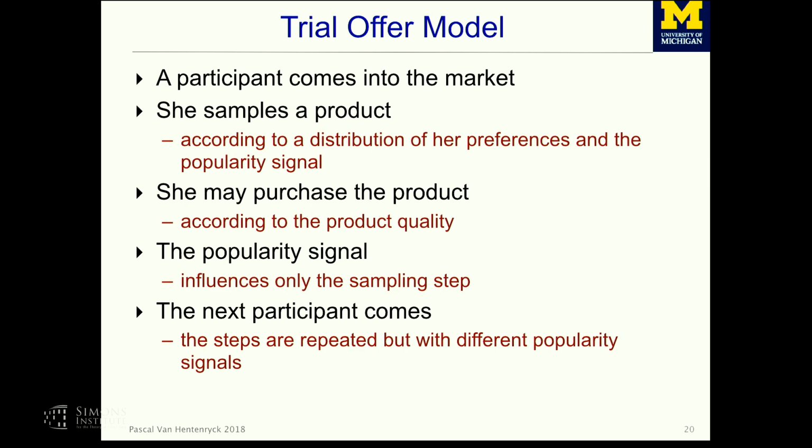So let me formalize the problem a little bit. What we have is this online market. Participants are coming, and they have the ability to sample a product. So they can listen to the song, or they can read some part of a book. And then once they have done that, they can decide if they buy the product or not. The popularity signals will influence only the sampling step. They will decide what they are actually listening to. It doesn't impact the quality of the product, obviously. And then the next participant comes, and you have to decide which products you show, in which order, and which social signals you show. And you repeat that for a long time.